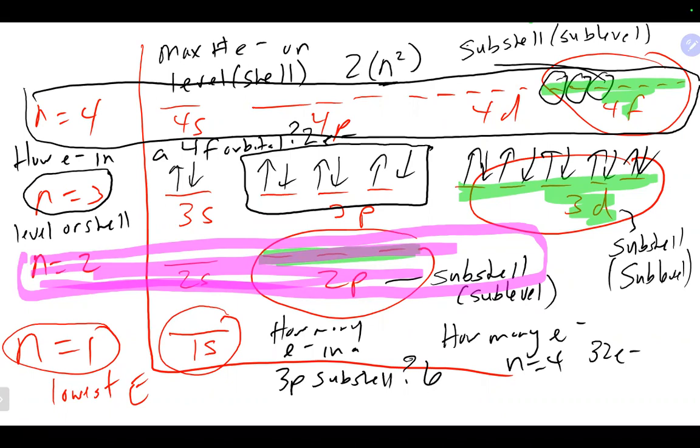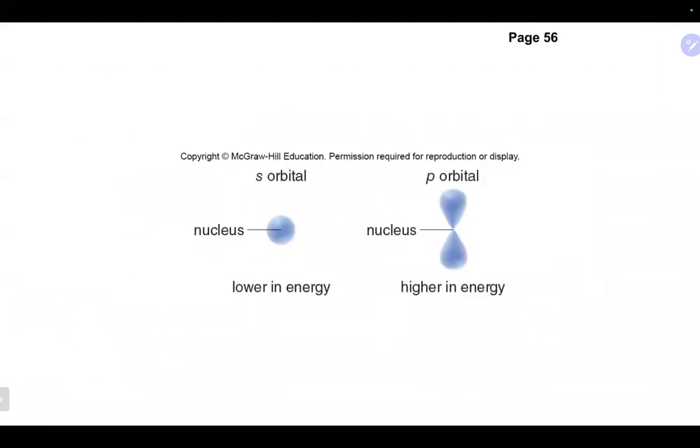Any questions on those different words there? Okay. And I made a nice scribble on all that.